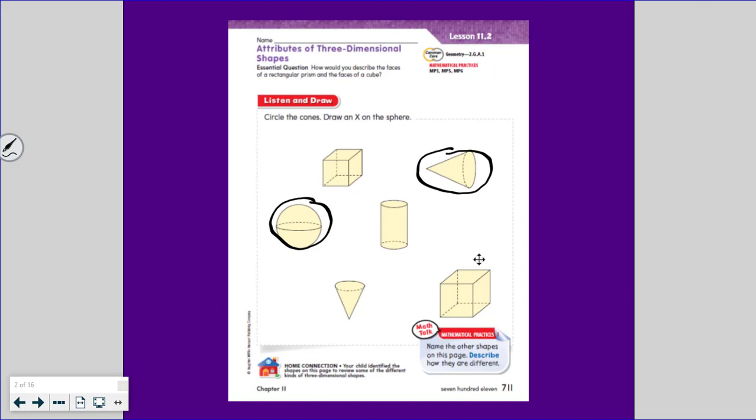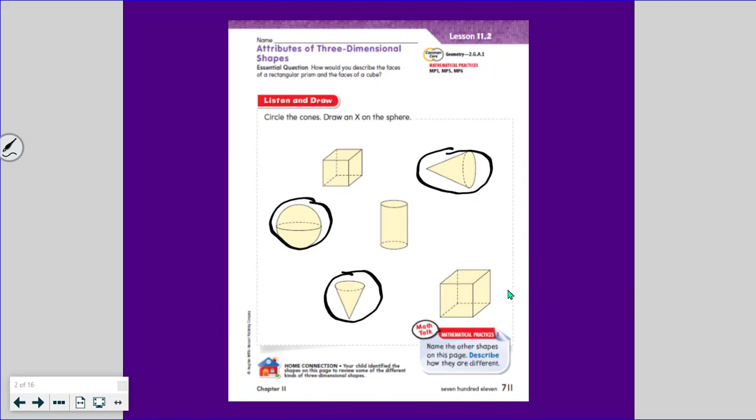Our next shape has a circle at the top, a flat face. It has a circle at the bottom, a flat face, and then it has these round faces. This is a cylinder, and so we're not going to do anything with the cylinder. Okay. Our next shape here, looking at it, is a cone, and so again, we're supposed to circle the cones. And then our last shape is another cube, just like this first one here. So we're not going to do anything with this one.